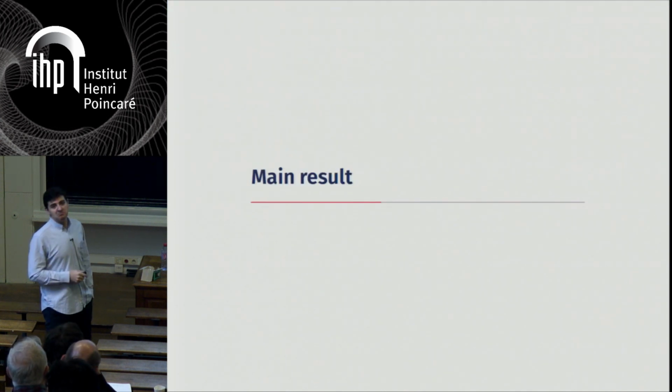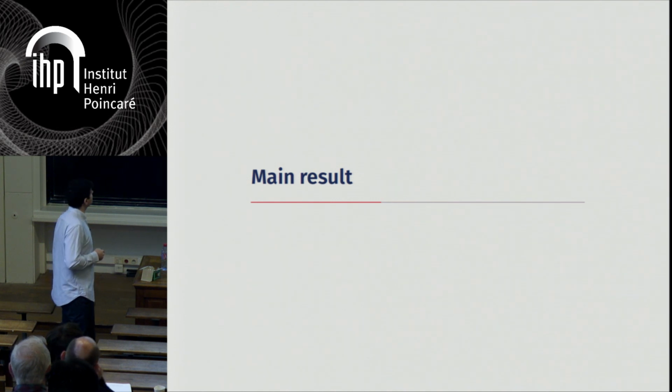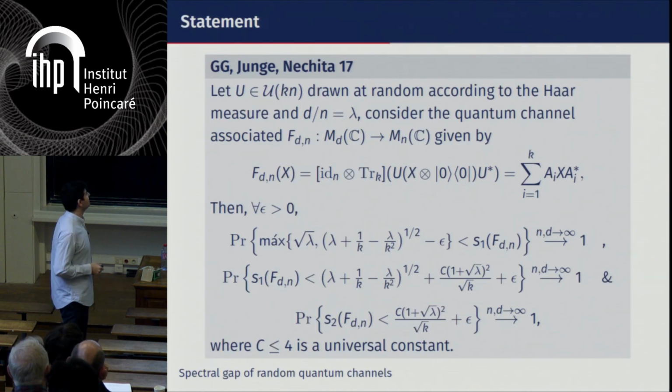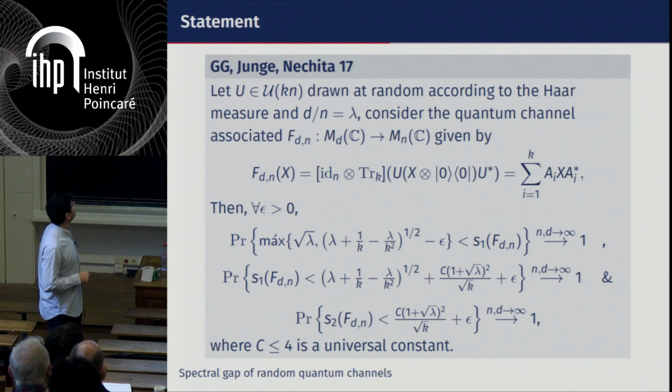Okay, so our main result. What does it say? Essentially it says that for some particular values of k, when k is a bit big, then we can prove that if d and n go to infinity at a given ratio, then we can lower bound the first singular value, we can upper bound the first singular value, and we can upper bound the second singular value.